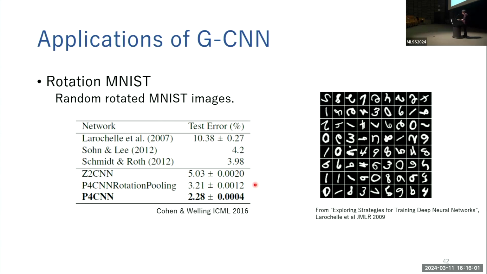And interestingly, using the rotational pooling layer gives a worse result than the convolutional neural network without a pooling layer. This is because the rotational pooling takes the average over the rotations. That reduces the equivariance performance and gives a worse result in this case.